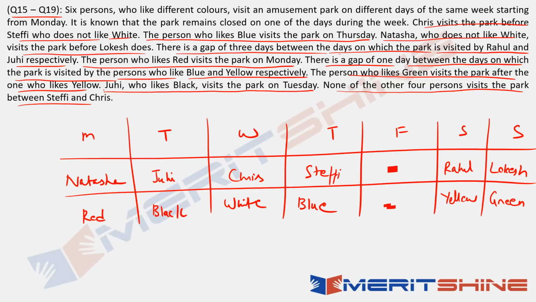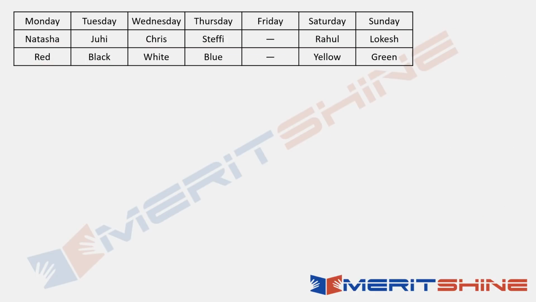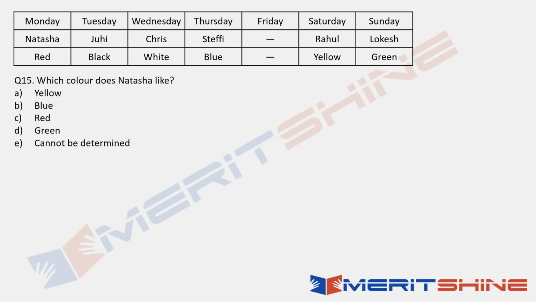Let's just look at the question. So again, what I've done is I've just drawn this for you so that I can show you the questions as well. Let's see if there are some demons in the questions. So this is the first one. Which color does Natasha like? Natasha, red. So it's option C. On which day does the park remain closed? This is Friday. That's T.